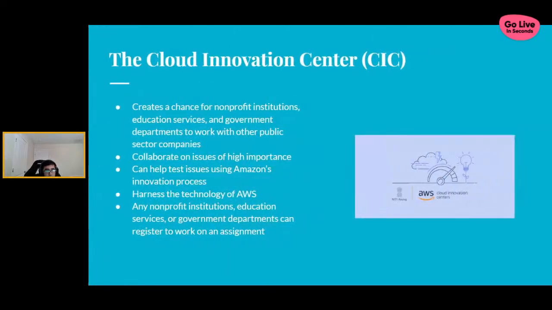All right, now we're going to be talking about the Cloud Innovation Center, or CIC. So this creates a chance for nonprofit institutions, education services, and government departments to work with other public sector companies. They collaborate on issues of high importance and can help test issues using Amazon's innovation process. Here you harness the technology of AWS, and any nonprofit institutions, education services, or government departments can register to work on an assignment.